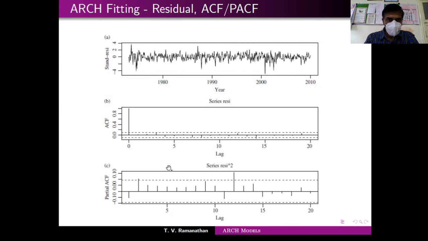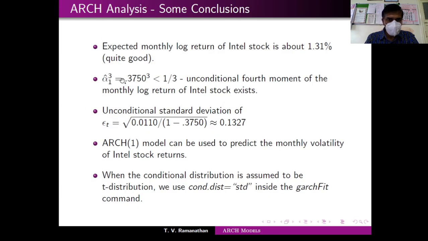3750. So alpha 1 is estimated by that, and so we have a condition: the unconditional fourth moment of the monthly log return of Intel stock exists, and the unconditional standard deviation is alpha naught upon 1 minus alpha 1, and that is the variance. The square root of that will be the standard deviation, which is about 0.1327. So the ARCH(1) model can be used to predict the monthly volatility of Intel stock.